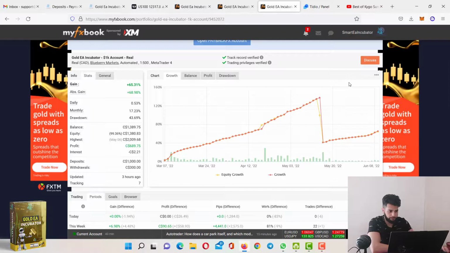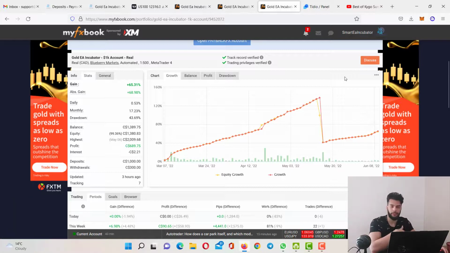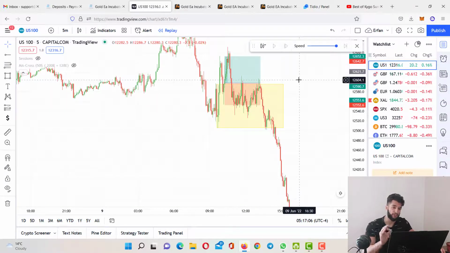But the new default settings provided by the developer are much better, and we didn't change anything. We don't even trade manually on this one, and we are just growing our account. Since May 17th all the way to June 9th, we've been able to gain over 25%, and we are slowly getting back up to 137%. Very slowly, steady growth, and it's actually consistent. So this is exactly what happened with Gold EA Incubator. Without any further ado, let's get into our trades.